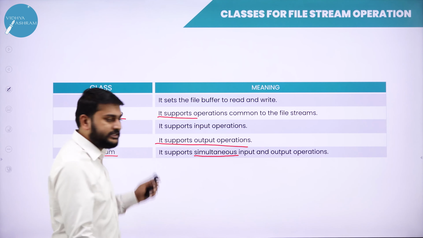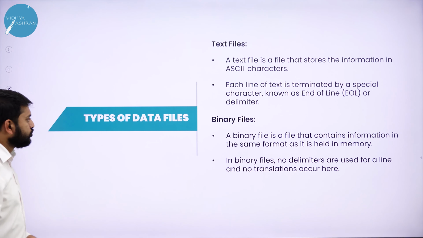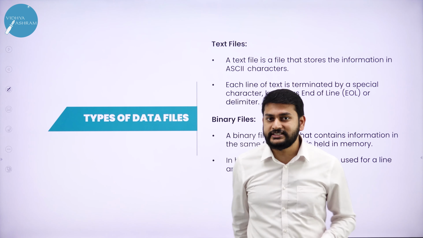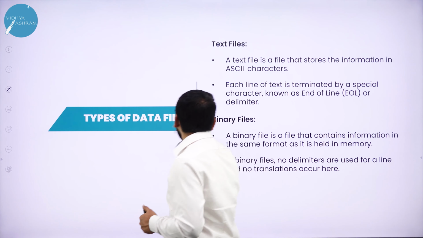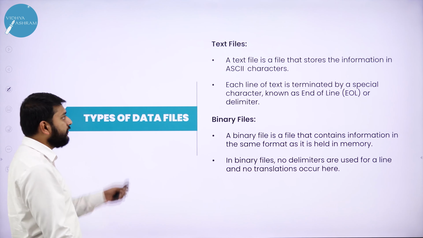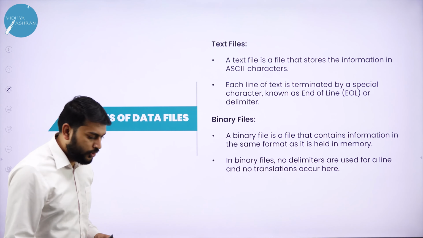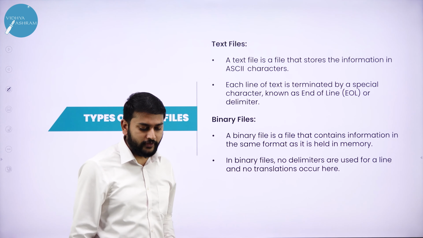Hope you understood this. Okay, so moving on to the next one. How many types of data files do I have? I have two types of data files. The first one is text files, and the second one is binary files. What is a text file and what is a binary file?